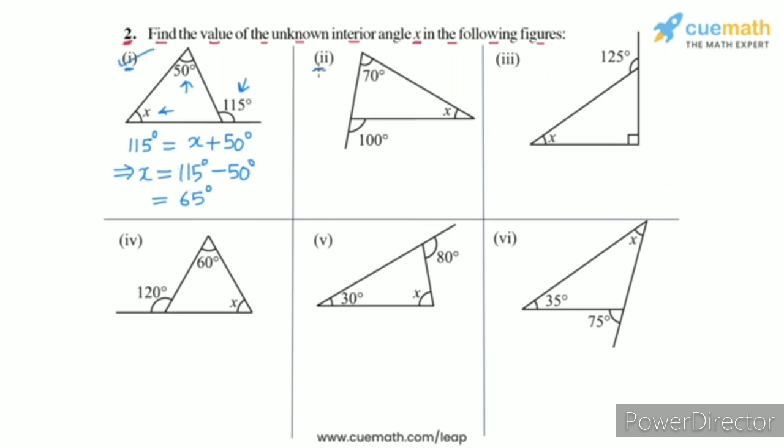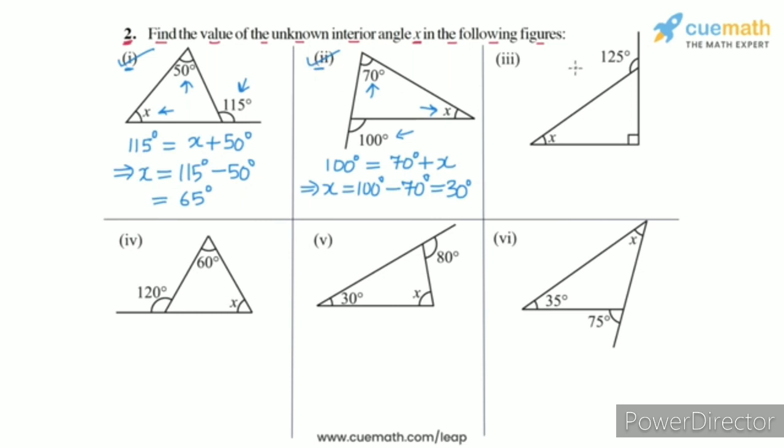Next we come to part 2, in which the exterior angle given is this angle 100 degrees and the opposite interior angles are 70 degrees and x. So we can say that 100 degrees is equal to the sum of the opposite interior angles, 70 degrees plus x. So x will be equal to 100 degrees minus 70 degrees, which is equal to 30 degrees. So 30 degrees is the answer for part 2.